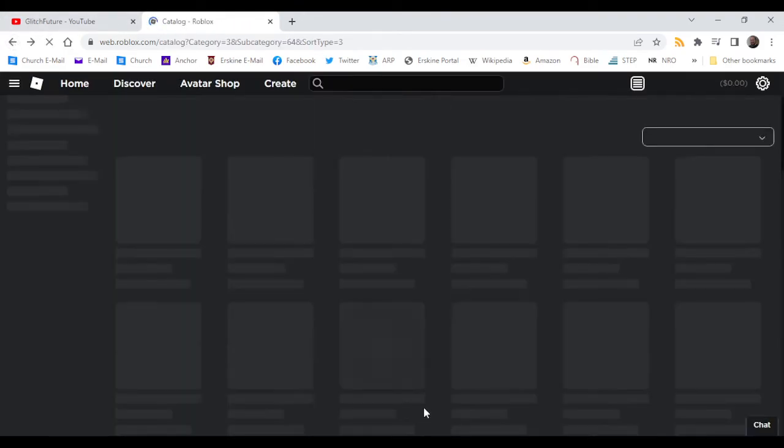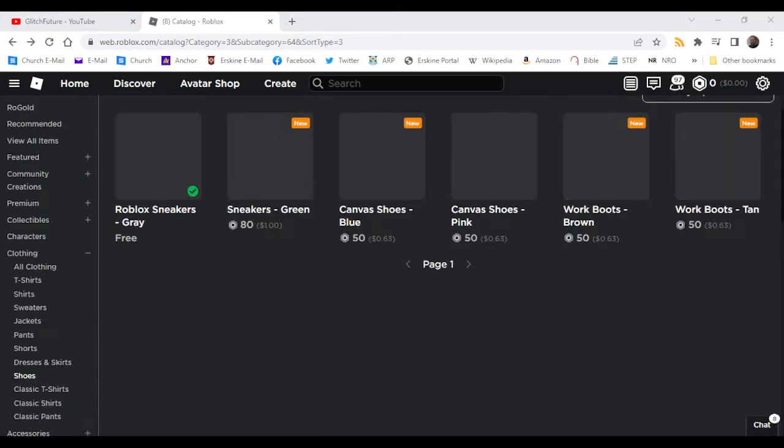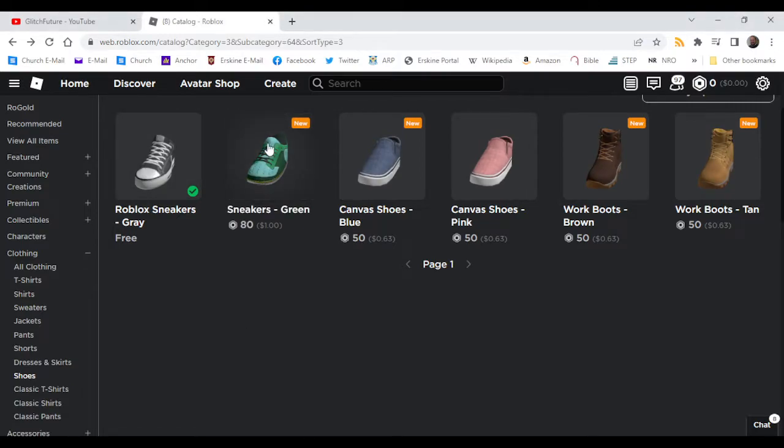Now, I want to show you all what I was talking about, because there's actually a ton of, there's actually some shoes that Roblox uploaded that are 80, 50 Robux.